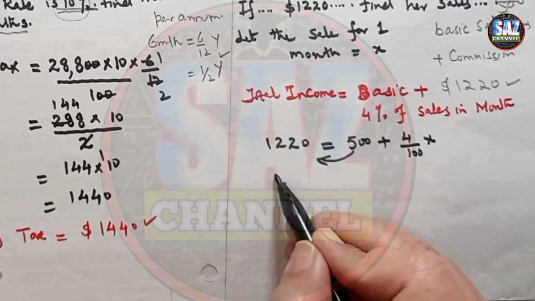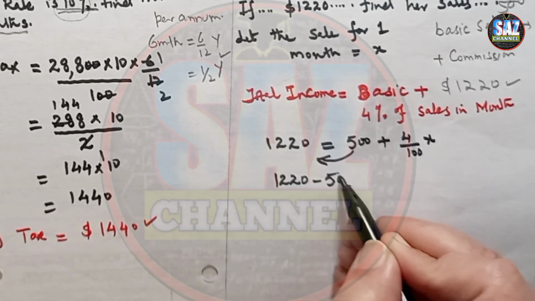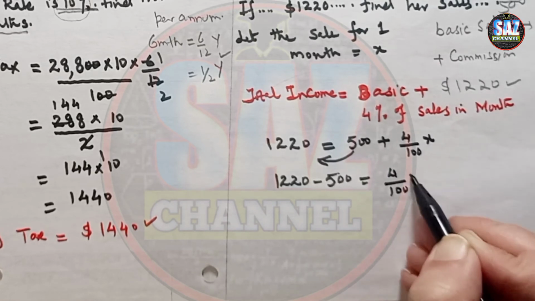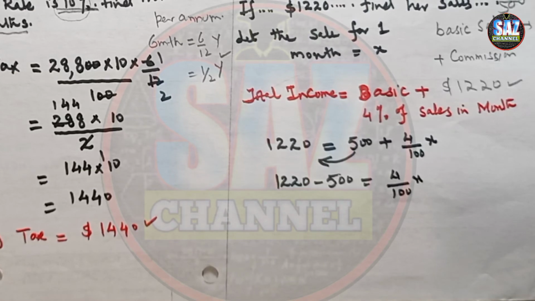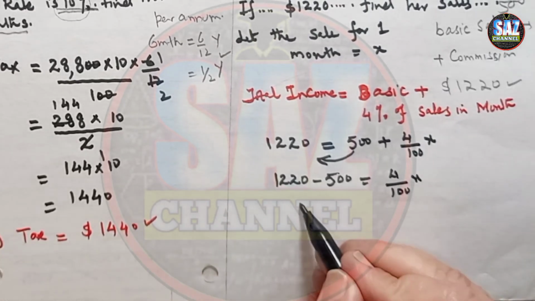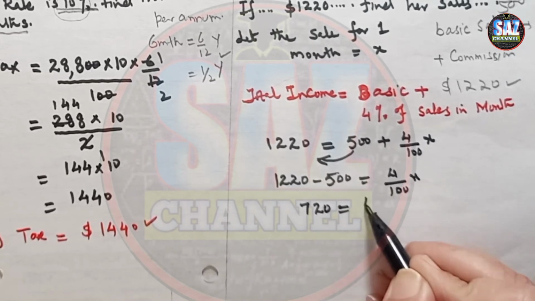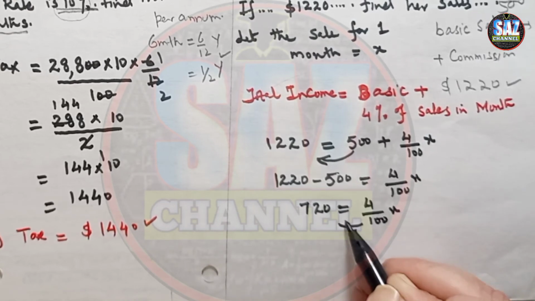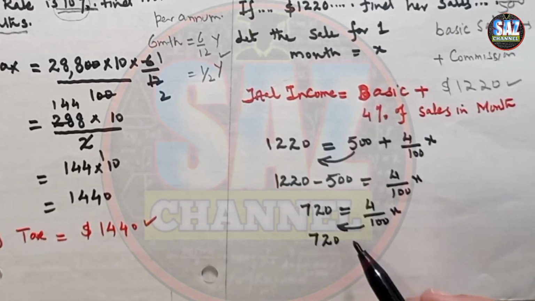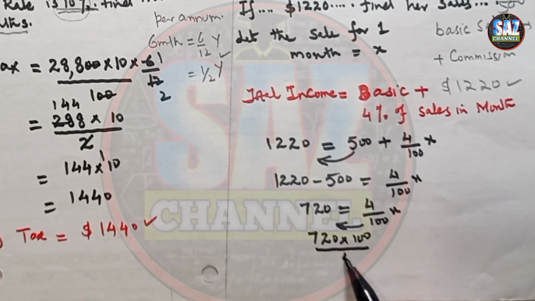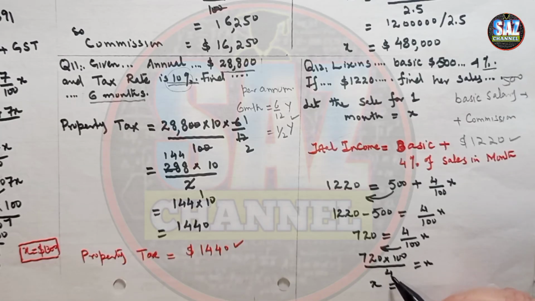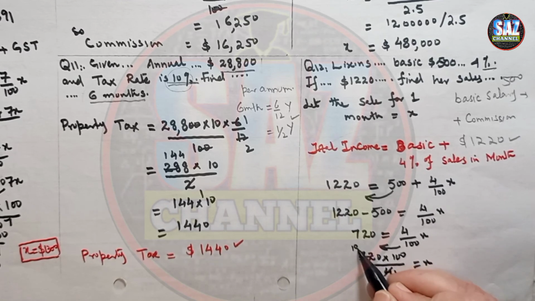Shift 500 to the other side. 1220 minus 500 equals 4 upon 100 X. Taking away 500 from 1220 gives me 720 equals 4 upon 100 X. Shift 100 to the other side. 720 multiplied by 100 upon 4 will give me X. Learn to make your calculation easy. 720 divided by 4 gives 180, and I am left with 180 multiplied by 100.